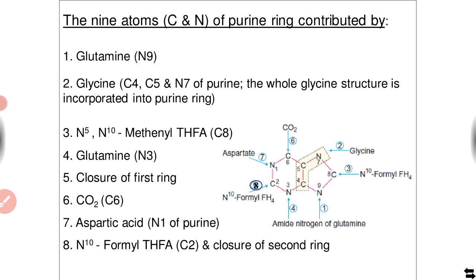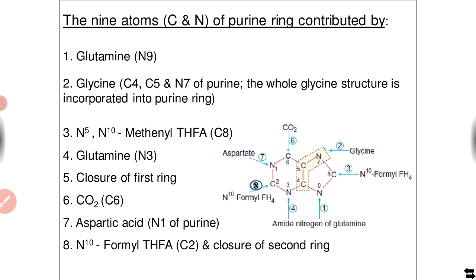Okay. So this requires hydrolysis of 4 ATP, one during the addition of glycine, the second one during the addition of glutamine, the third one during the closure of the imidazole ring, and the fourth one during the addition of aspartic acid.